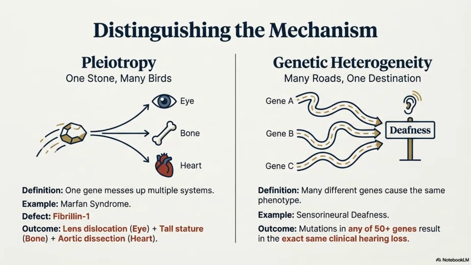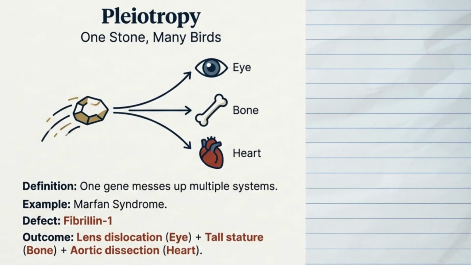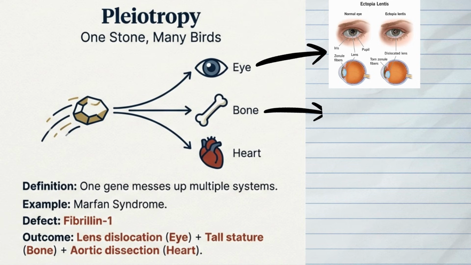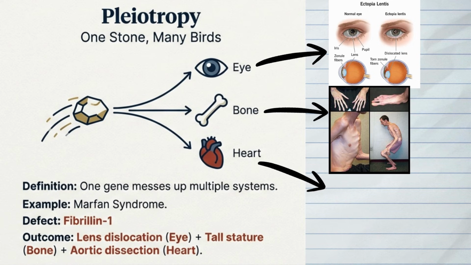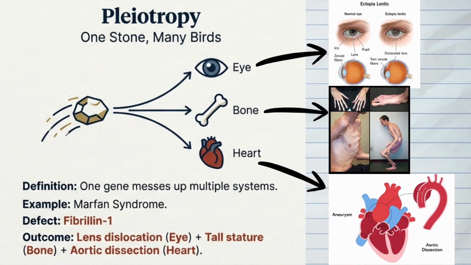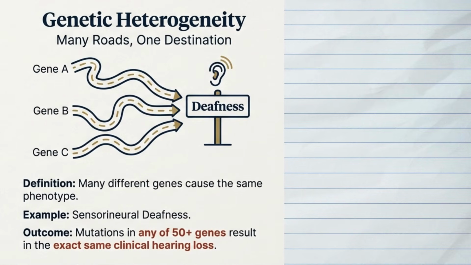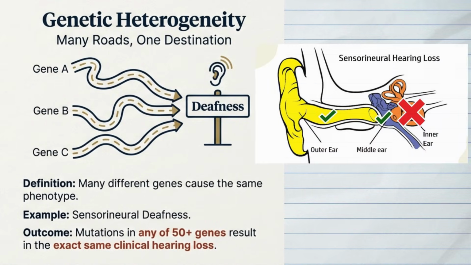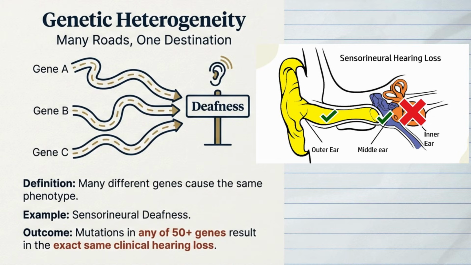Pleiotropy versus genetic heterogeneity. Pleiotropy. One gene messes up many systems. Example, Marfan syndrome. The fibrillin defect. It affects the eye, lens dislocation, bones, tall stature, and heart, aortic dissection. One stone, many birds. Genetic heterogeneity. Many different genes cause one phenotype. Example, deafness. You can have a mutation in any of 50 different genes, but the result is the same, hearing loss.